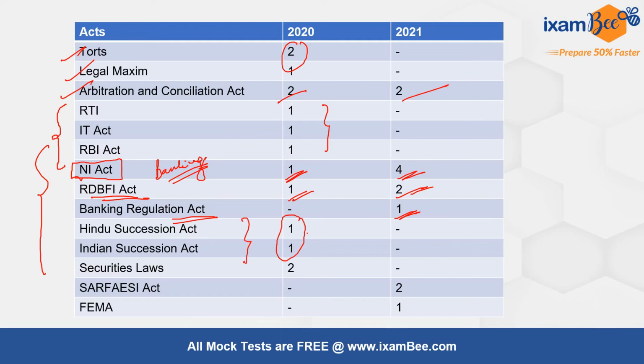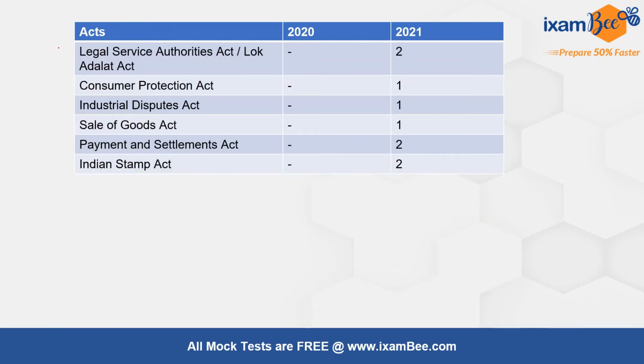Hindu Succession and Indian Succession Act, there were questions from these in 2020. Then SARFAESI Act and FEMA, there were questions in 2021. Then there were a few more acts introduced in 2021: Legal Services Authorities Act, Lok Adalat, Consumer Protection Act, Industrial Disputes Act, Sale of Goods Act, Payment and Settlement Act, Indian Stamp Act. These were the new acts from which there were questions in 2021.